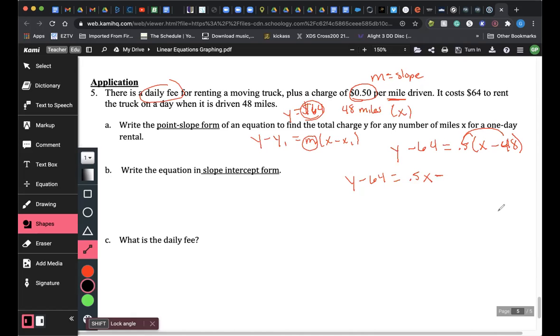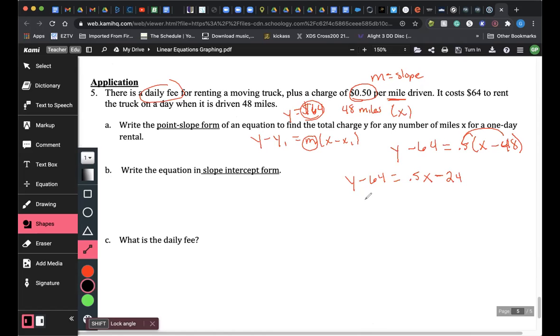0.5 times 48. Ooh, somebody wrote it in the chat. Let me see. 24. Perfect. So it's going to be negative 24 or minus 24.